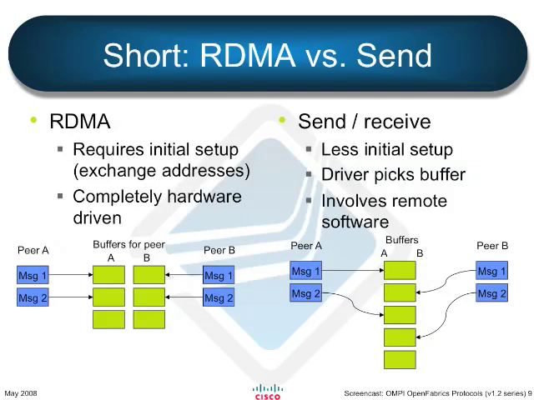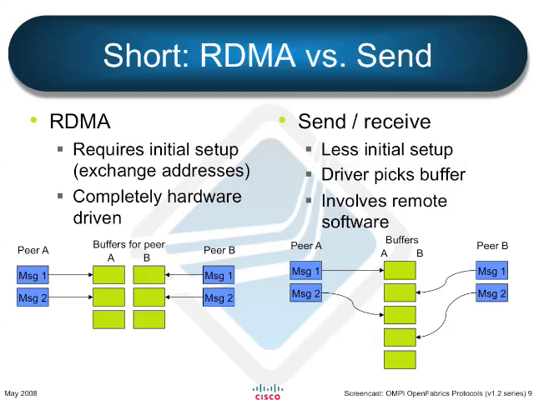On the left, RDMA shows that I've got a peer A and a couple of messages being sent there, and a peer B and a couple of messages being sent there, and they're both being sent to a common receiver. And the receiver has had to set up a bunch of buffers ahead of time and give all those addresses to A and B and say, here's where you can RDMA messages to. So we had to do this initial setup of exchange of addresses.